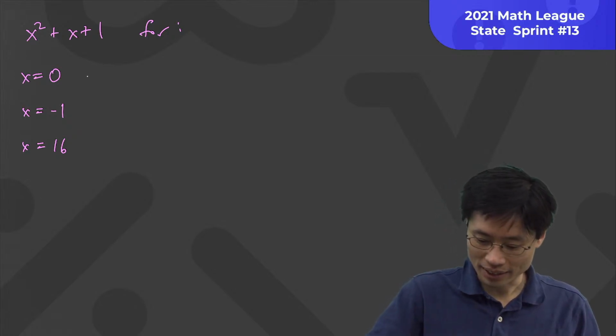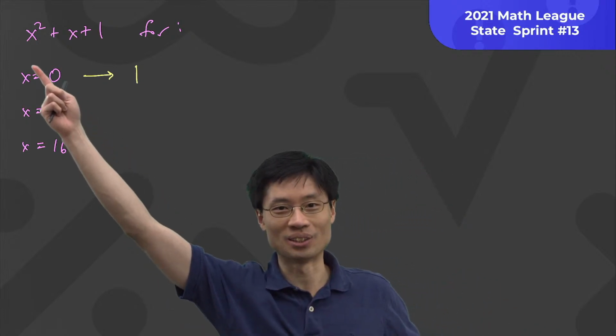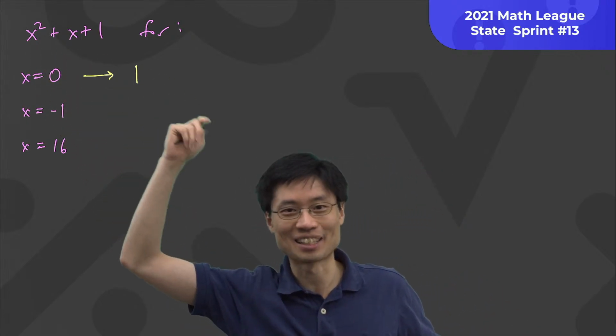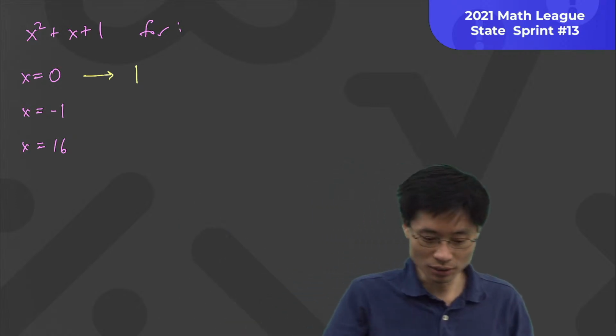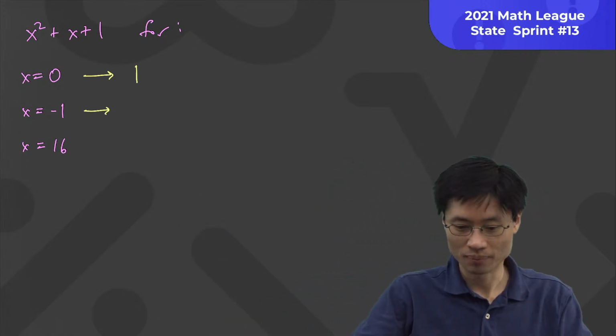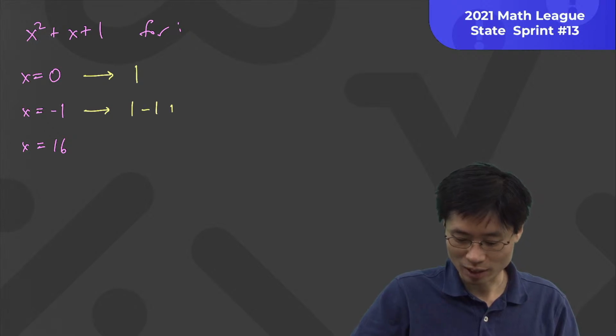The first one, I can see that if x equals 0, the answer is 1. I love plugging 0 into polynomials because all the x stuff disappears, right? Plug in 0, 0 squared plus 0 plus 1, it's just 1. How about the -1? The -1 is going to give me -1 whole thing squared is a 1, and then a minus 1, and then plus a 1.